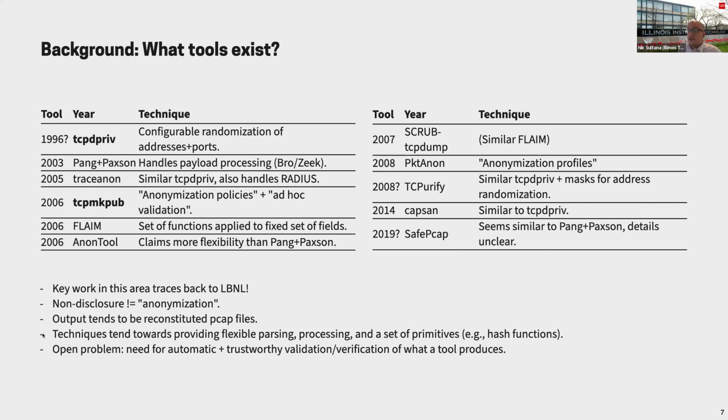The tools eventually move towards allowing a lot more flexibility when it comes to parsing and processing, right? You see this especially in the work here by Pang and Paxson, using Bro/Zeek, where they provide a high-level language for describing anonymization functions applied to fields in parsed packets, going beyond the first few sets of headers, even up to application formats.